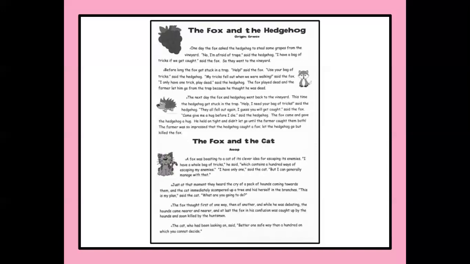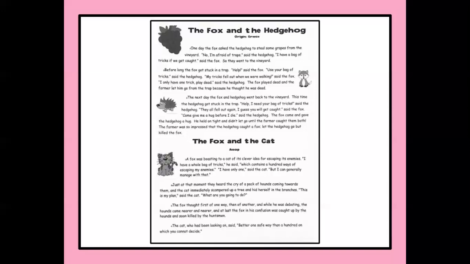So in this story, the fox is again boasting that he has so many ideas for escaping his enemies, and the cat only has one. But of course, in this story, again, the cat only has one trick, but it works. Whereas the fox has so many tricks that he cannot decide which one will actually work in this situation, and he ends up getting caught.